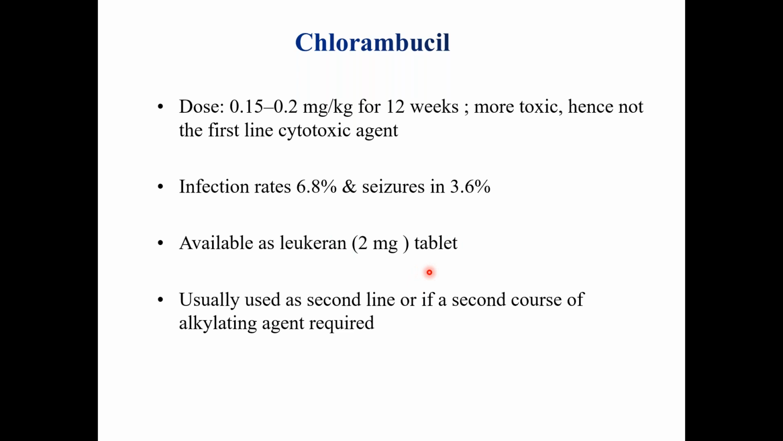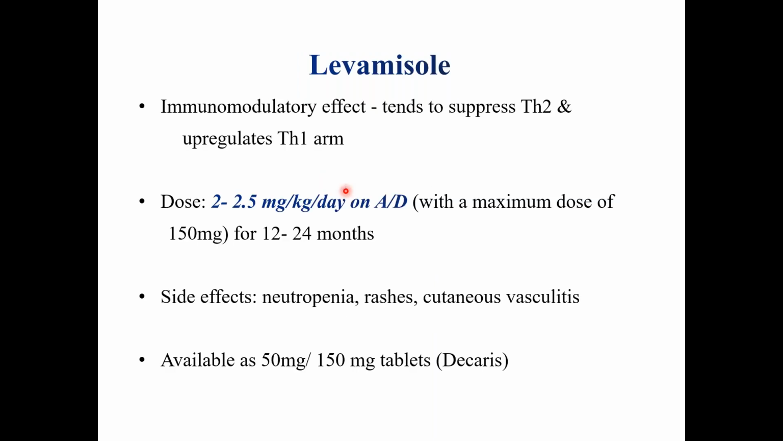So while it is available in the market, we use it only in situations where we require a second course of cyclophosphamide. It was primarily used in an era where calcineurin inhibitors like cyclosporine and tacrolimus were not available. In the present era, when you have much safer drugs in the form of calcineurin inhibitors, you would not like to use chlorambucil.